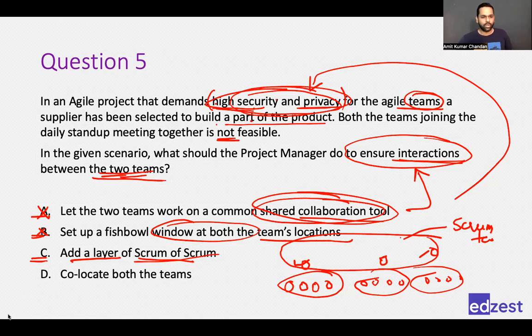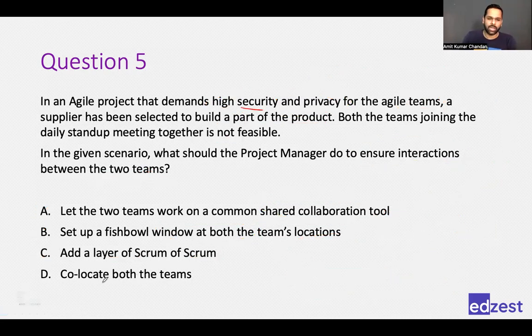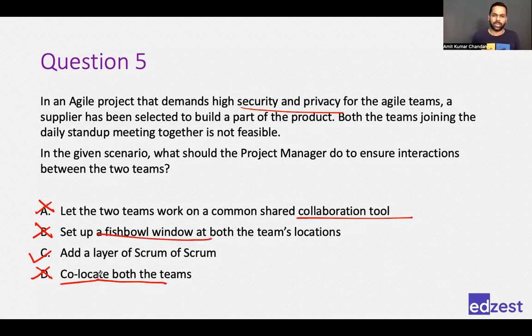Then we go to D, co-locate both the teams. Okay, again, security and privacy would not help here. Right? So we'll not try to co-locate, we'll not try to put a fishbowl window, we'll not try to have a common shared collaboration tool, all of which are very, very important for Agile. Right? We prefer these things. We prefer to have collaboration tools. We prefer to have fishbowl window. We prefer to co-locate teams if possible.